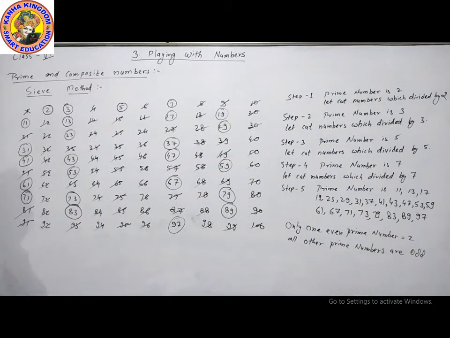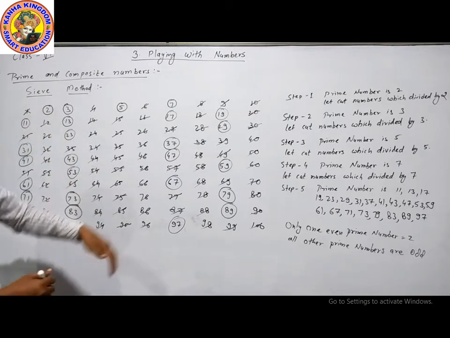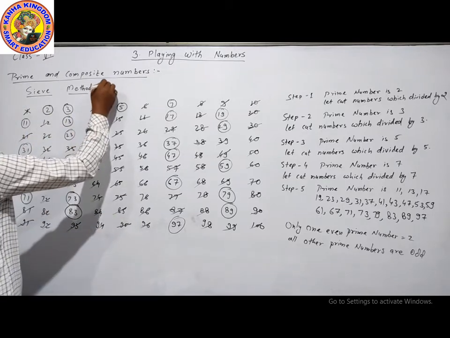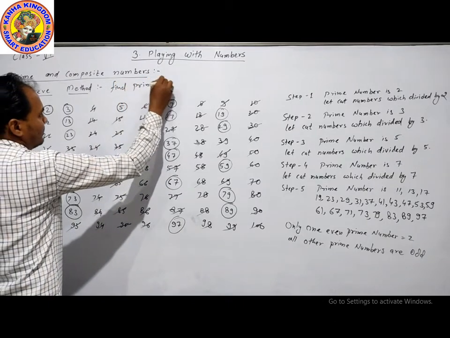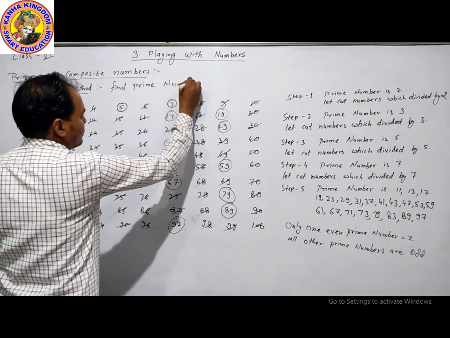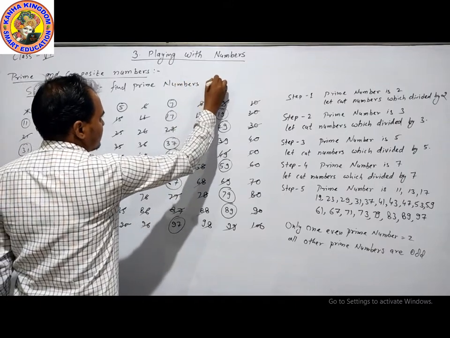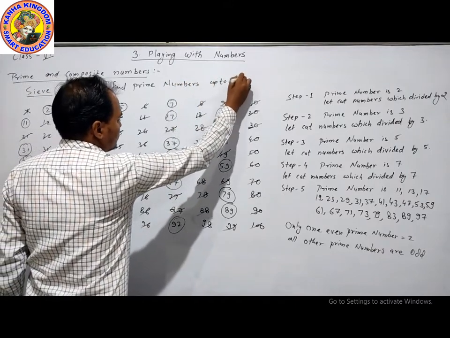So let's begin from this example. 1 is neither a prime nor a composite number. So 1 will be out of this table. We will find the prime numbers between 1 to 100. Find prime numbers up to 100.